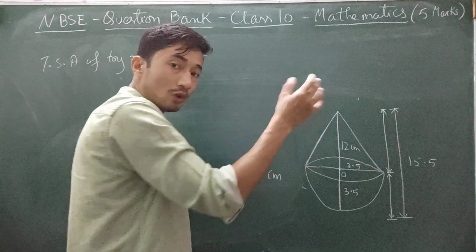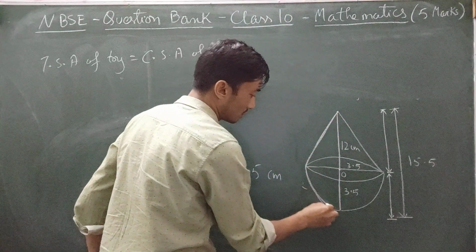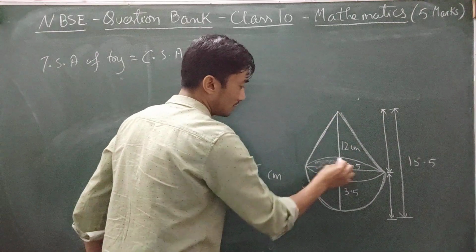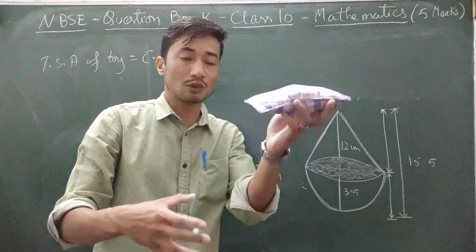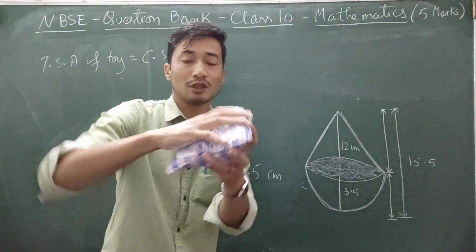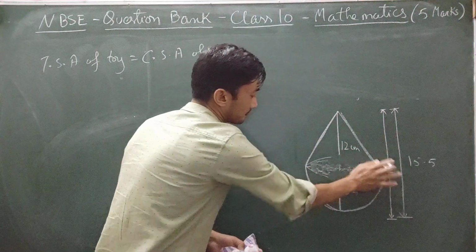But individually, one by one, see, this is a solid toy. This part is combined on top of each other: this is the cone, this is the hemisphere, combined. So this part is not there, isn't it? It's actually like this, now the toy is like this.